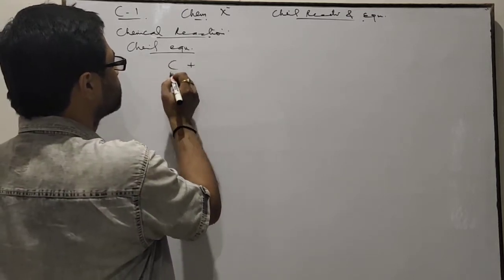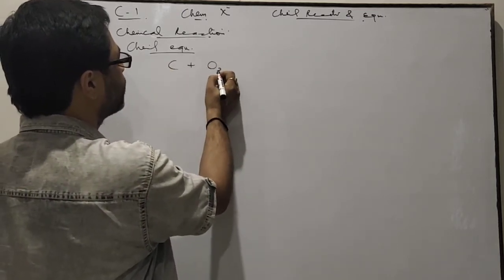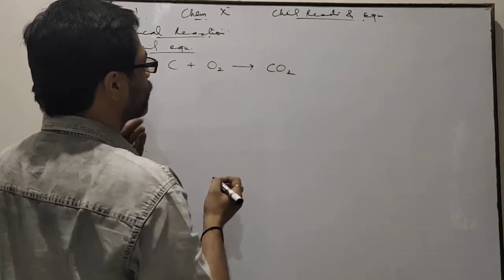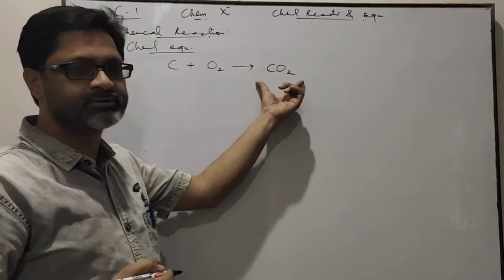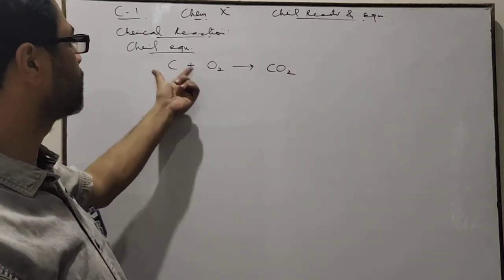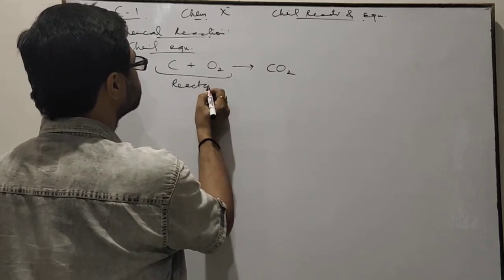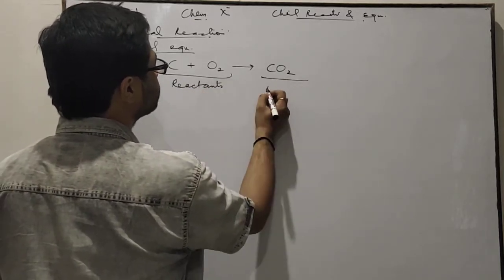See here, the symbol of carbon is C, the formula of oxygen is O2. They react together to form a product CO2. CO2 is product, C and O2 are the reactants. These are reactants and this one is product.